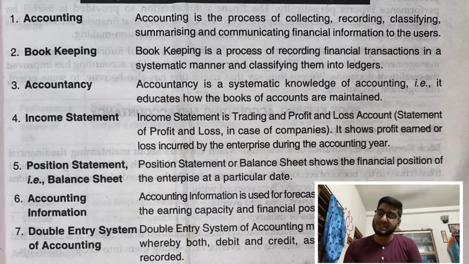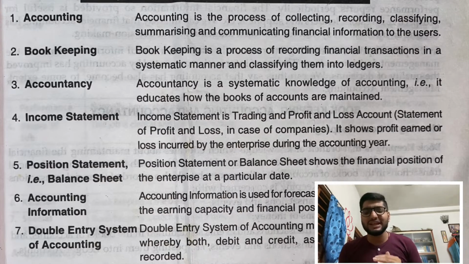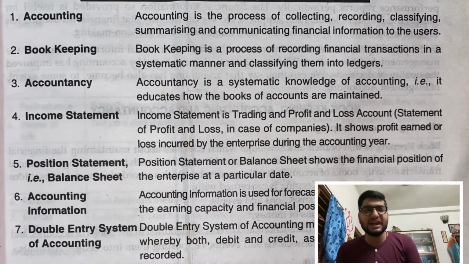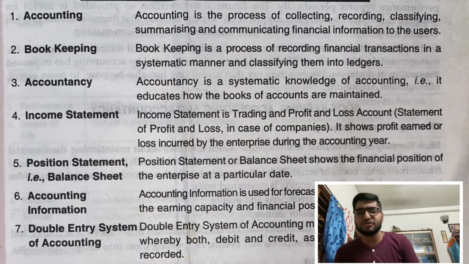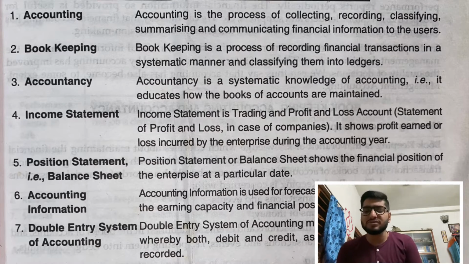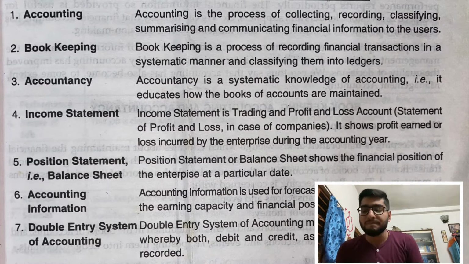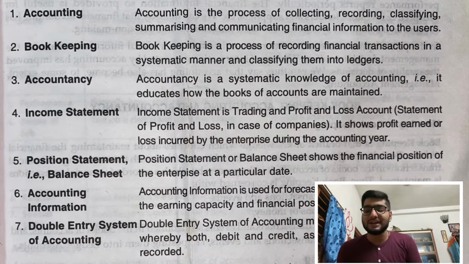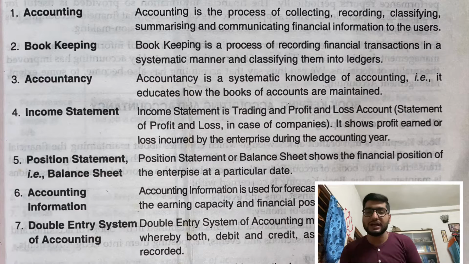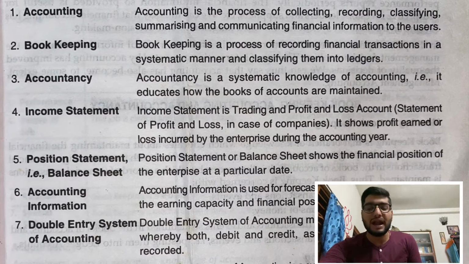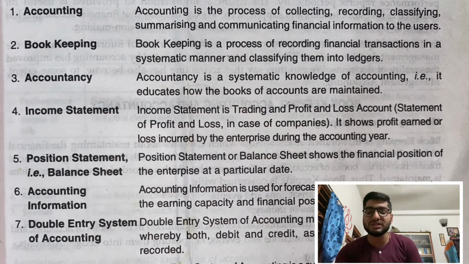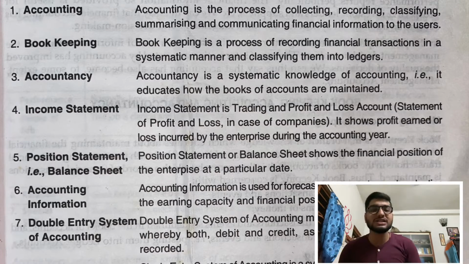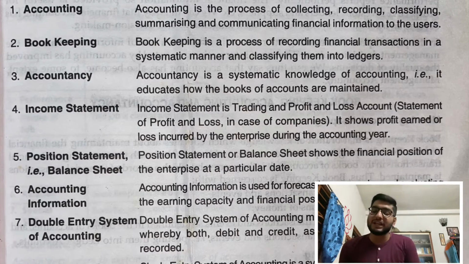Next is the income statement. Actually the income statement is related to the trading and profit and loss account. Now what trading and profit and loss are, we will come to know in the next parts of our videos when we do the further parts. It shows the profit earned or loss incurred by the enterprise during the accounting year. So in the income statement, if the company has made a profit or a loss, it will be shown there.